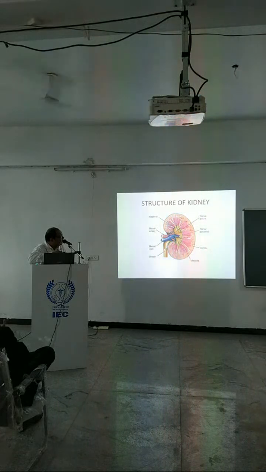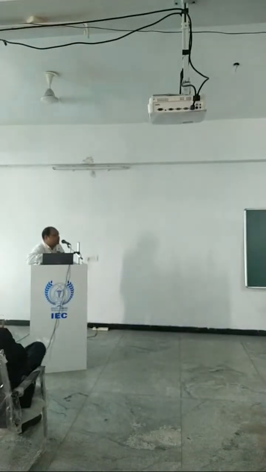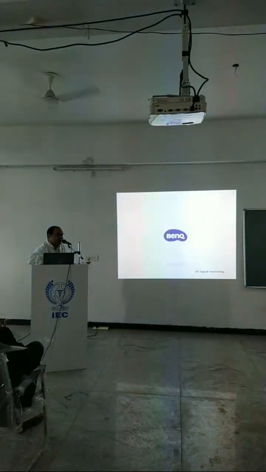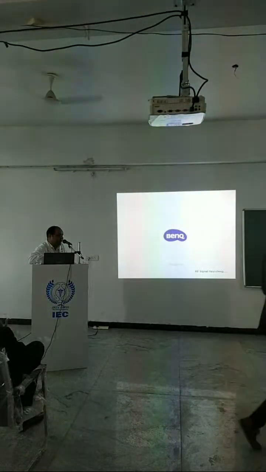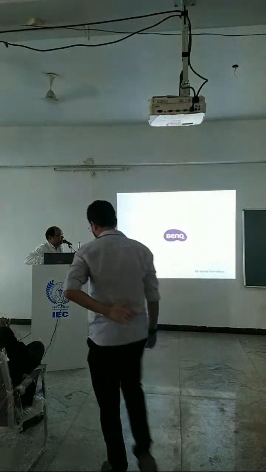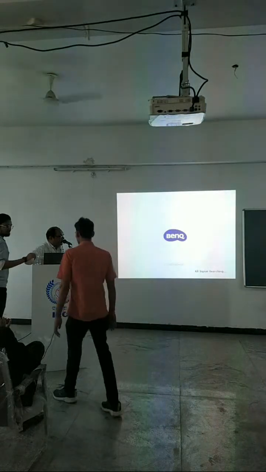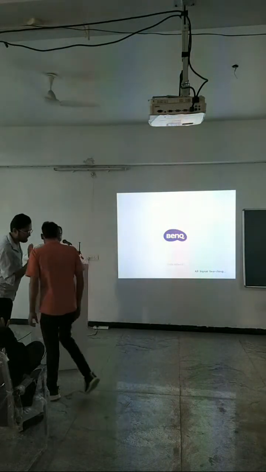Now, each cortical arch with the renal pyramid is called a lobe of the kidney. Again, I will repeat: each cortical arch with the renal pyramid is called a lobe of the kidney.